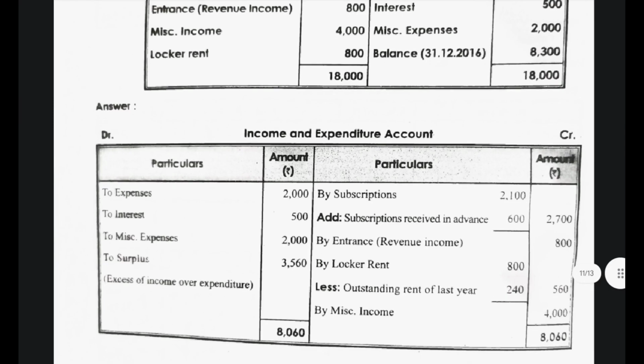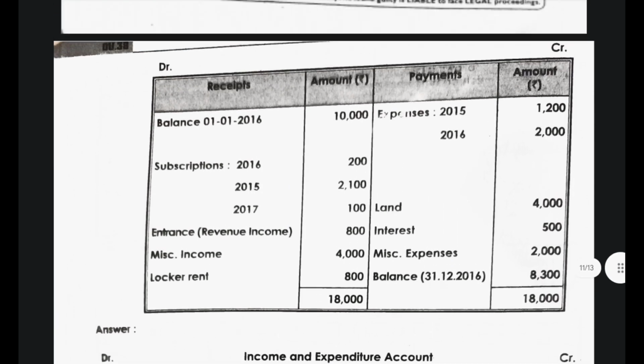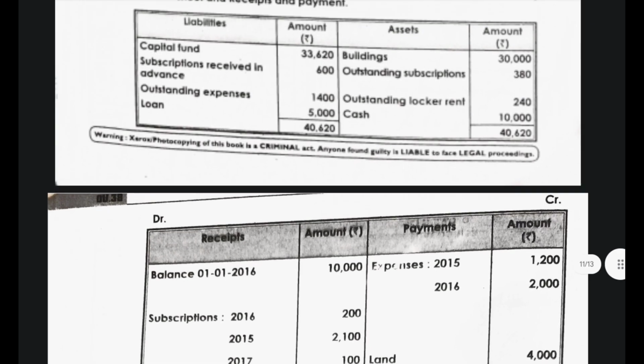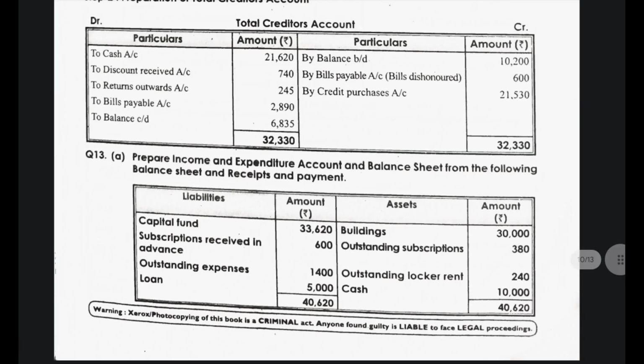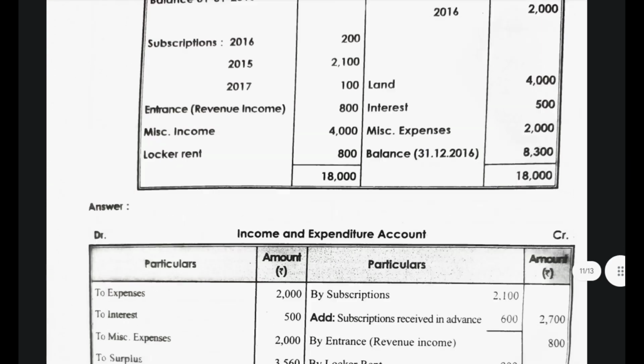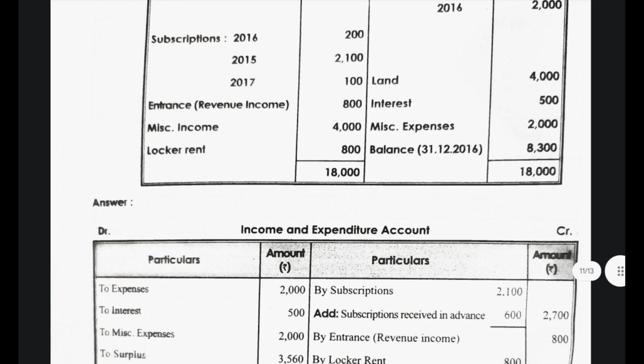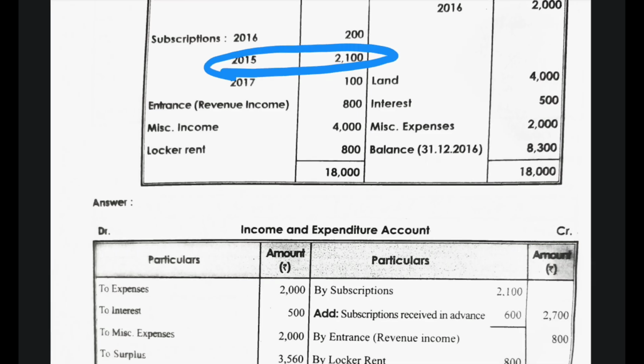Now income and expenditure account. By subscription we are preparing this balance sheet. The dates are given. So directly income and expenditure account. By subscription 2100. So this is 2015, we are preparing. Add subscription received in advance, received in advance 600.